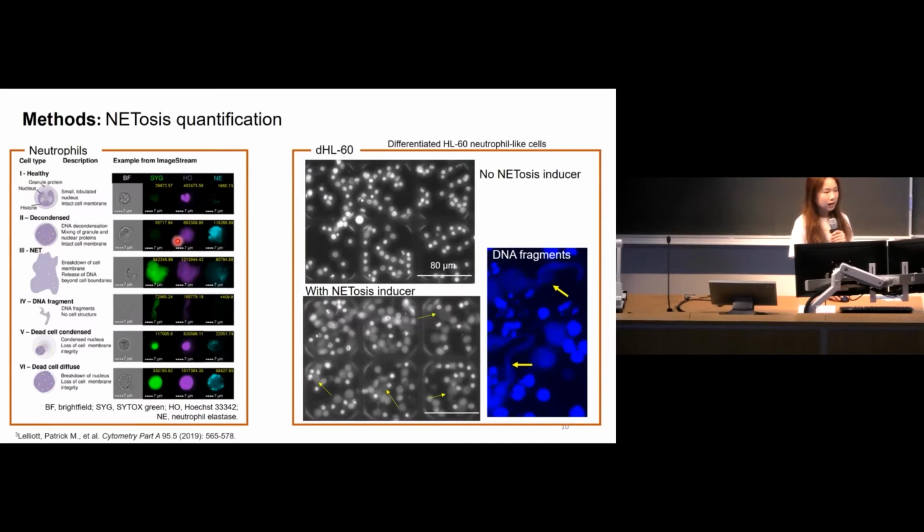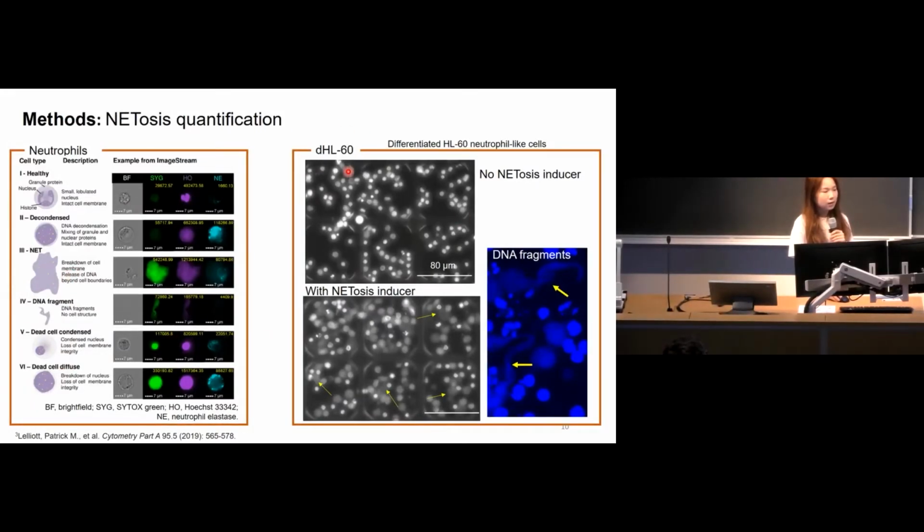At that time, they still have an intact membrane, so the fluorescent intensity will still be very high. But after the breakdown of the cell membrane, the DNA goes outside of the cell, and the fluorescent intensity will drop dramatically. We could also see other things like DNA fragments and some dead cells. Dead cells are quite different from the cells releasing nets because they're super bright here.